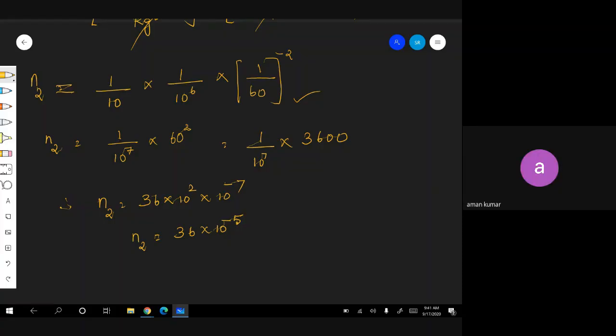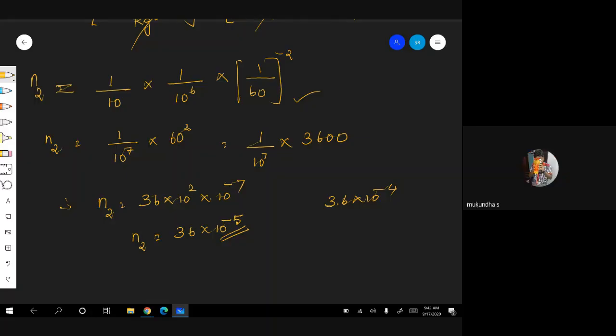Ma'am, is it necessary to represent it as 3.6? No. As long as this is correct, it is fine. 36 into 10 power minus 5 is fine. That is nothing but 3.6 into 10 power minus 4. Okay, n2 is equal to 36 into 10 power minus 5.